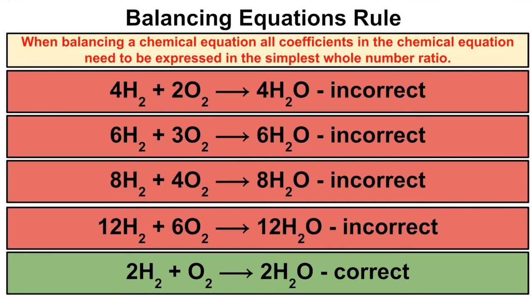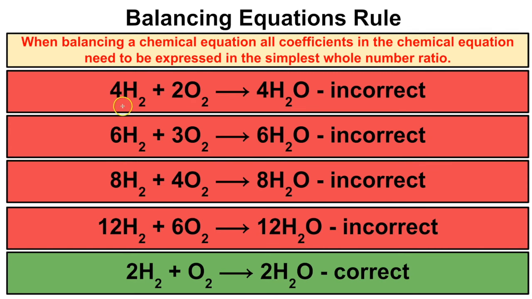So let's take a look at this little rule with balancing chemical equations. It says when balancing a chemical equation, all coefficients in the chemical equation need to be expressed in the simplest whole number ratio of atoms. So if we take a look at this chemical reaction with hydrogen bonding with oxygen to produce water, we can balance this chemical equation an infinite number of ways, right? If we take a look, this top one balances the chemical equation. This one does too, this one does too, this one does too.